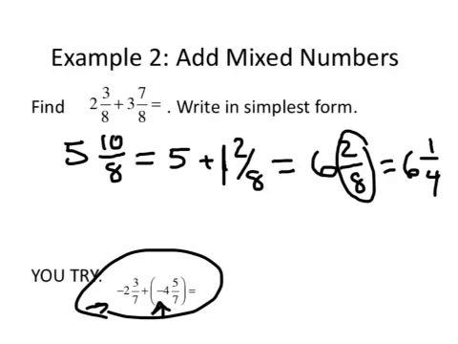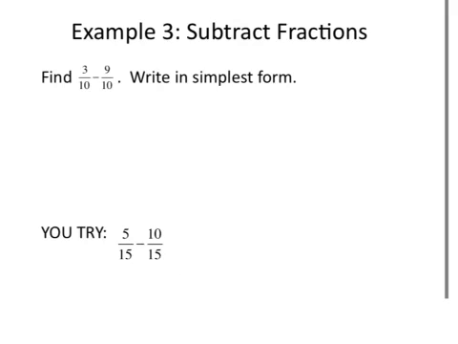Just add and keep the sign the same. Here with example 3, we're going to subtract fractions. When we're subtracting fractions, again, we want the common denominator, which we do have, so that's a good thing. And then what we'll do next is we will subtract the numerators. So we're looking at 3 minus 9/10.